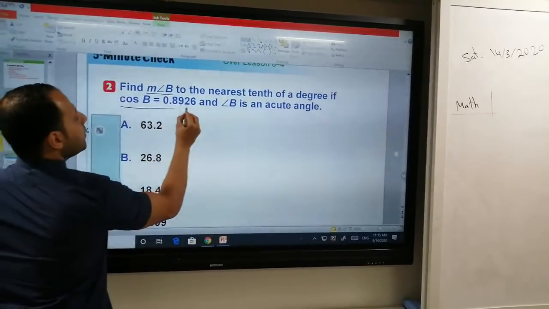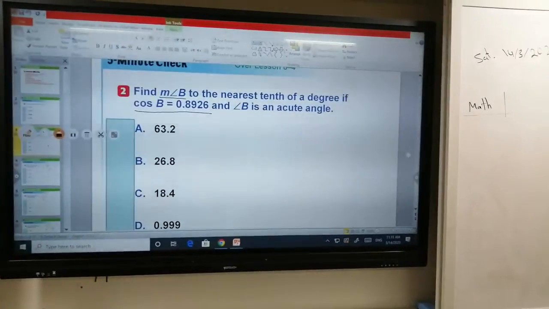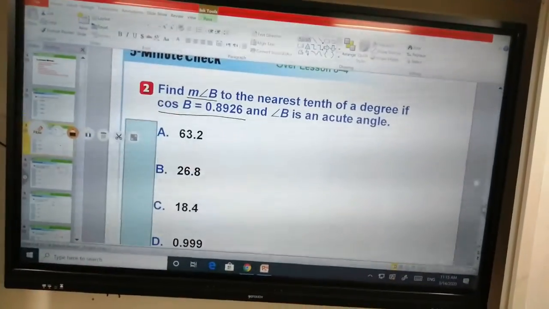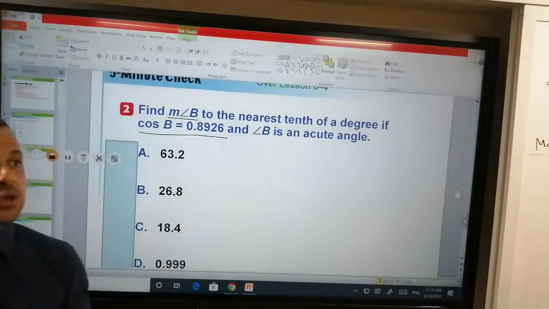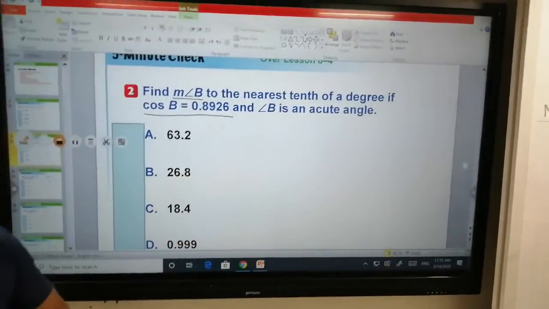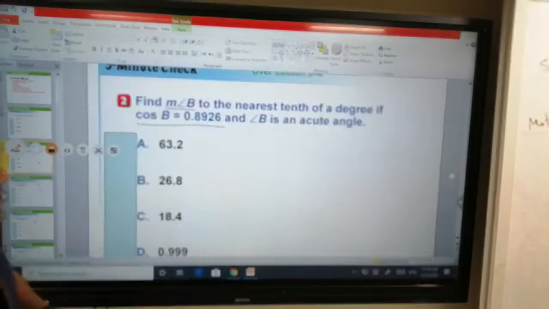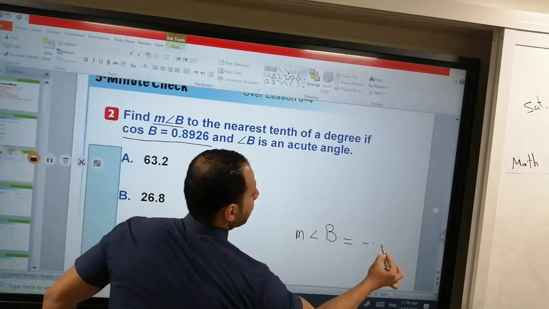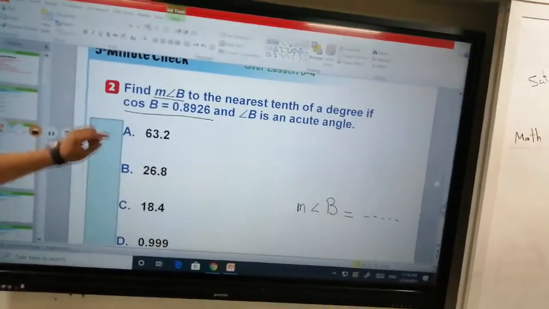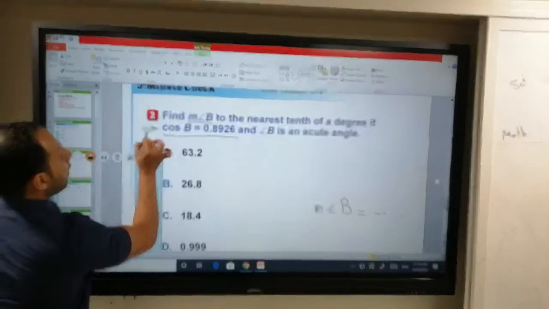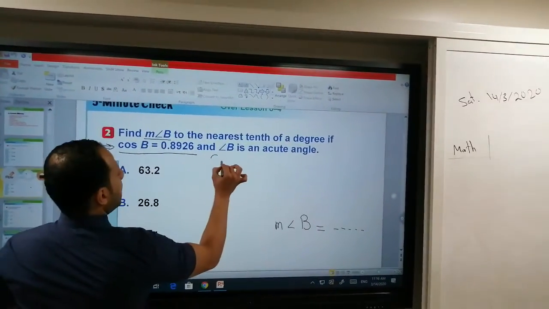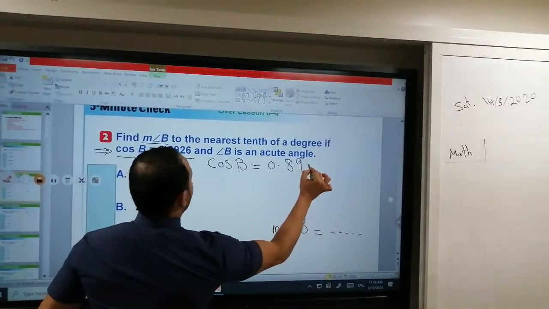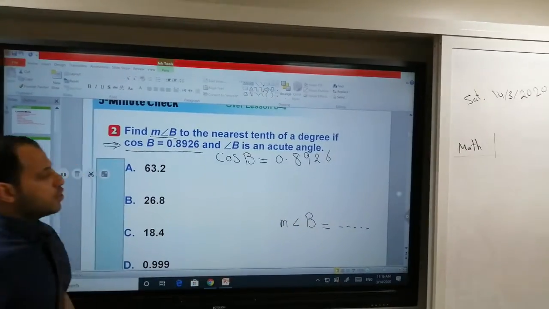If cosine B is equal to 0.8926, and angle B is an acute angle. As we said in the previous lesson, we are talking about acute angles. So if we have a problem like this, I need to find the measure of angle B. The information is that the cosine of this angle is equal to 0.8926. What shall I do?